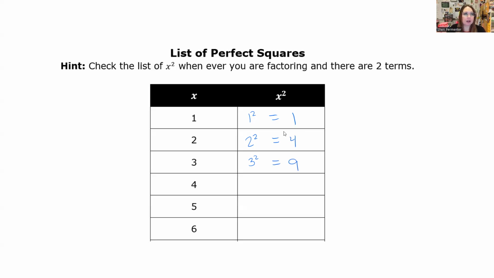You don't have to write this column, and you can use a calculator to help you. You do have to write this column. So this box is going to be 4 times 4, which is 16. And then we have 5 times 5, 25. 6 times 6, 36. So you're going to create this chart for perfect squares. Pause the video and make your chart.